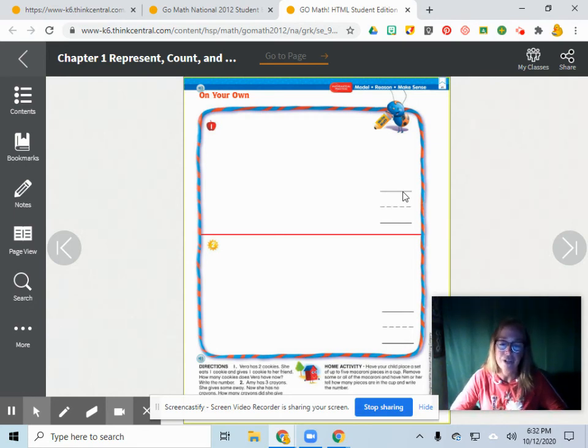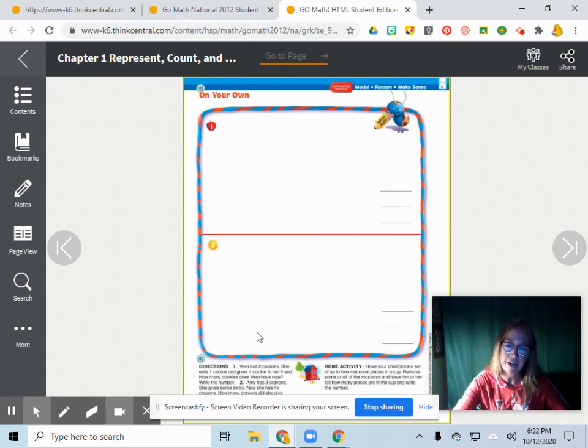Number 2 in the sun on the bottom. Amy has 3 crowns. She gives some away. So draw 3 crowns, really easy. Just draw a tally mark if you want to. 1, 2, 3 tally marks or 3 easy crowns. The story is that she gives some away, but it doesn't tell us how many. She gives some away, and after she gives the crowns away, she doesn't have any left. She has 0.